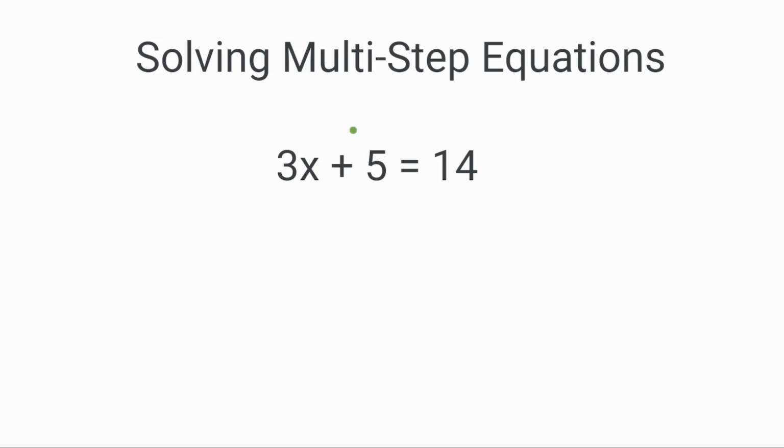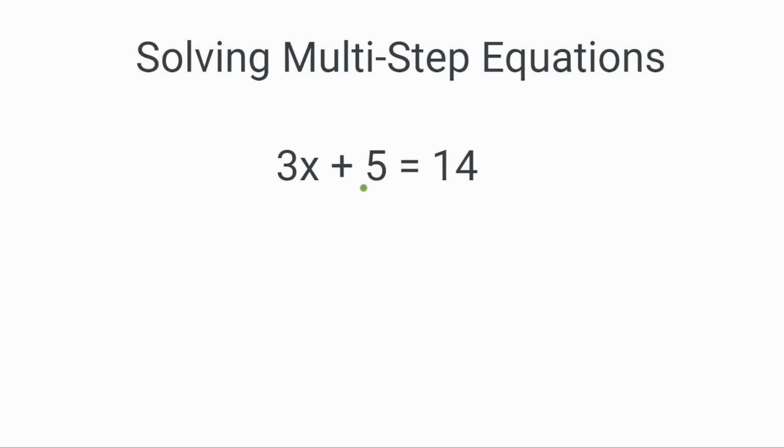Now we can see that we have two steps here. We need to get rid of this plus 5, and we also need to get rid of this 3 that is in front of the x. We always need to work out to in, or whatever is furthest away from the x, to closest. In this case, our first thing is to get rid of this plus 5. It's the furthest thing away from our x.